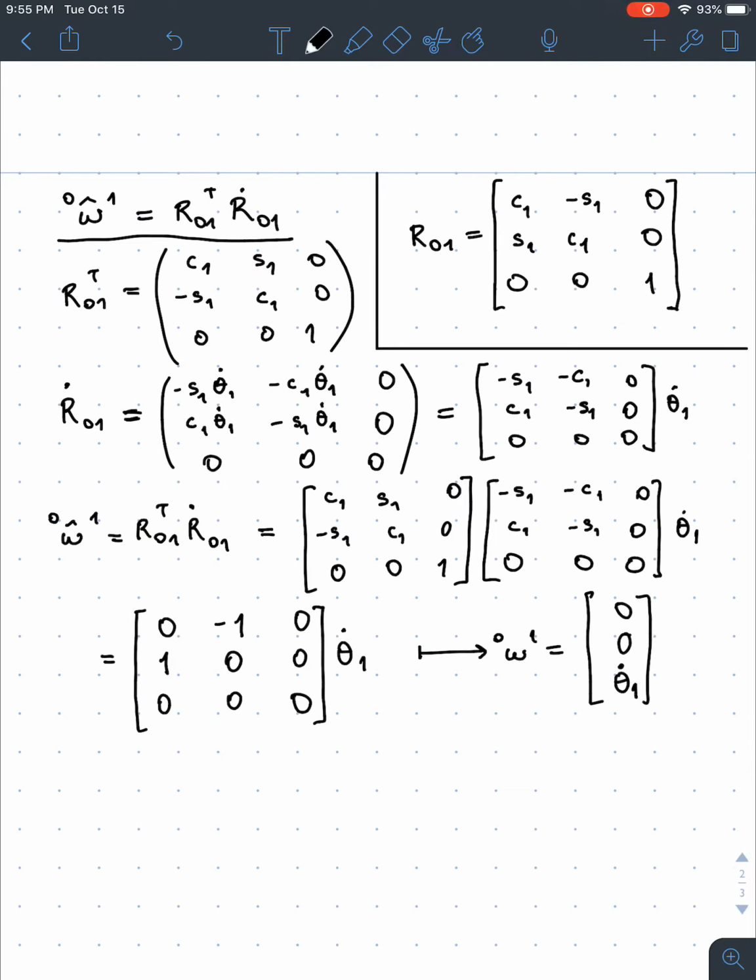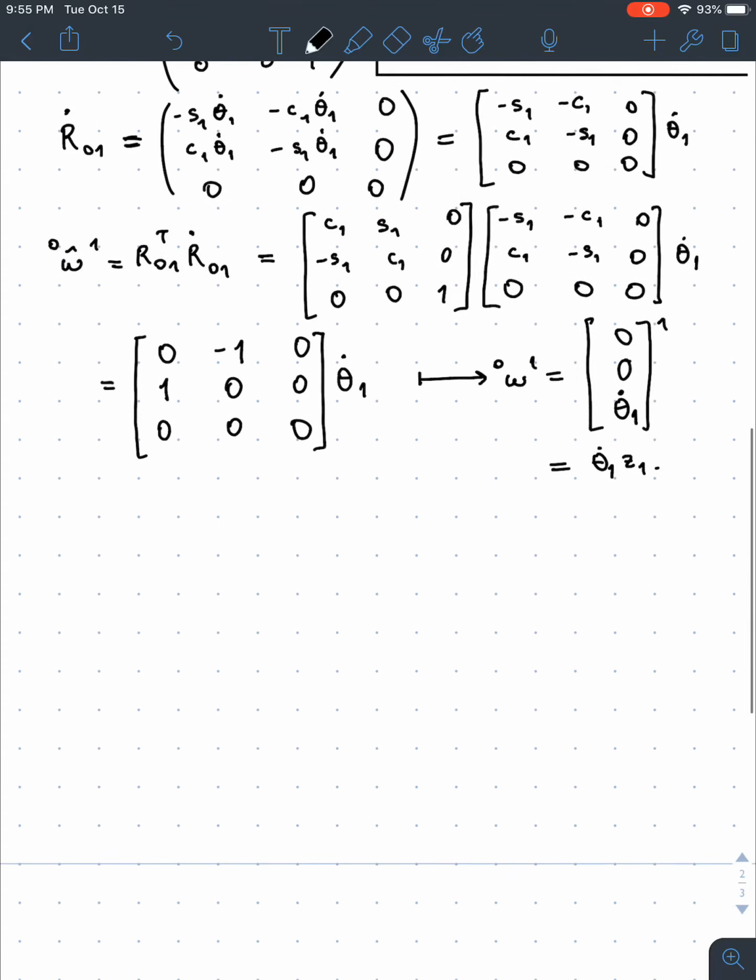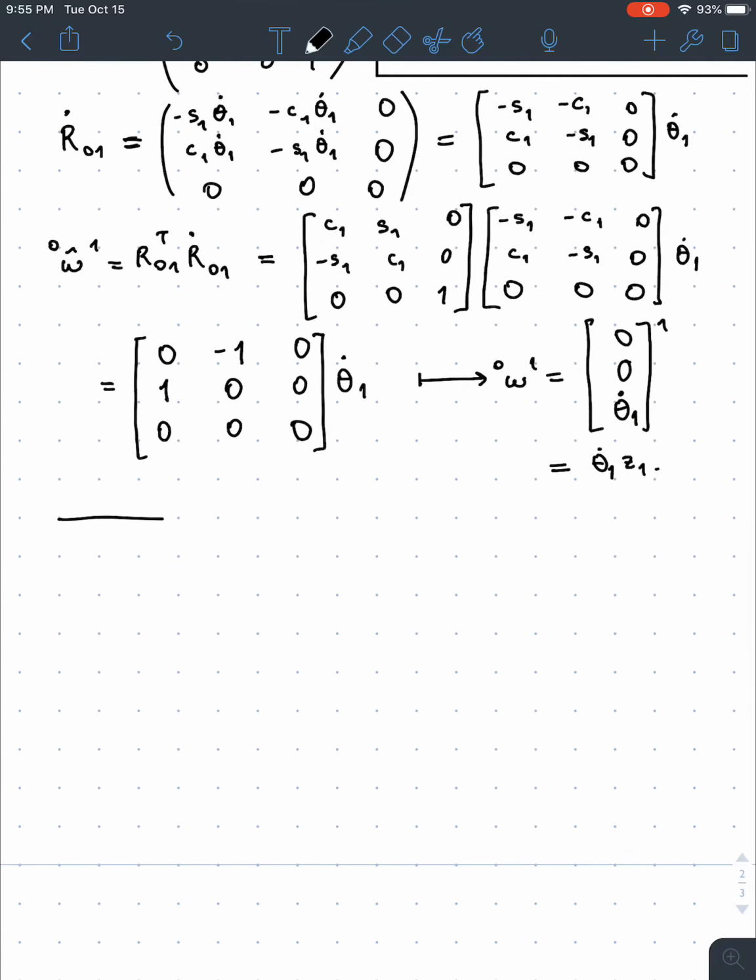And if you remember, I told you that this operation right here always gives you the angular velocity expressed in this coordinate system. So this is going to be expressed in the first coordinate system. In other words, this is going to be equal to theta 1 dot in the z1 direction. Okay? So this is how we compute the angular velocity of 1 and 0. Essentially, we're going to do the same thing to compute the angular velocity of 2 and 0. That was a little bit more tricky, I guess. Let's do that, okay?